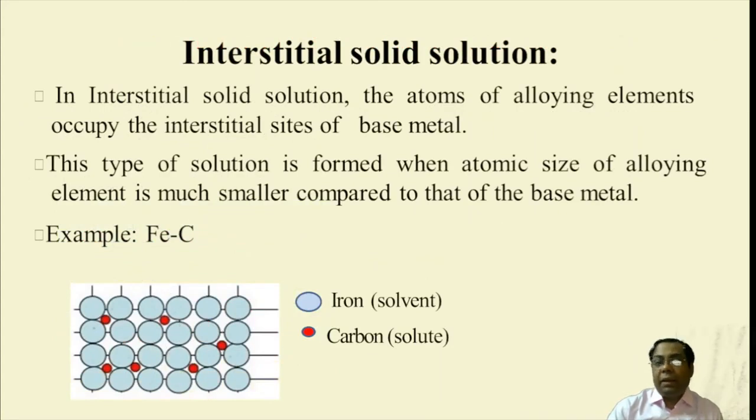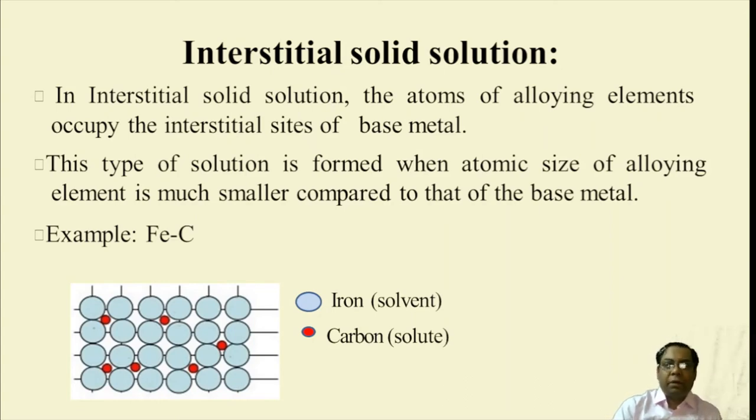And then the other one, the interstitial solid solution. Interstitial solid solution means the atoms of the alloying elements are of different types. One is very large, the other is very small. There is disparity among themselves. Then the interstitial sites of the base metal are utilized.